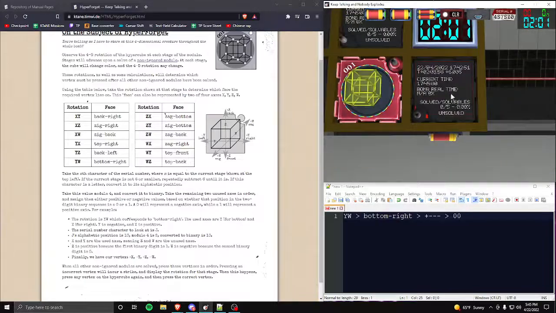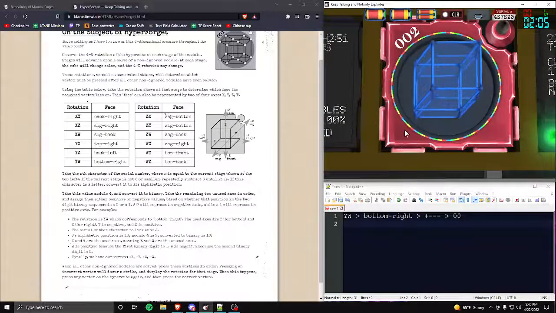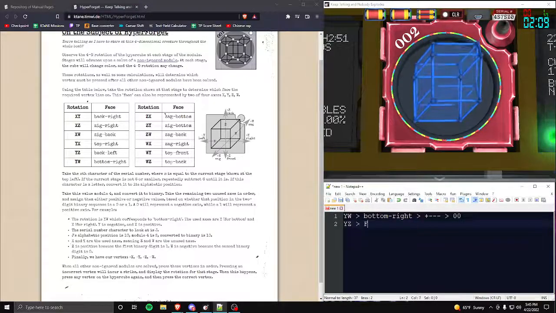Let's solve another module. Wait for it to rotate. So every solve will change color. Okay, stage 2 is YZ, which in the table is back left. The X is left, which means it's negative. The Y we don't know. The Z is back, which means it's positive. And the W we don't know.